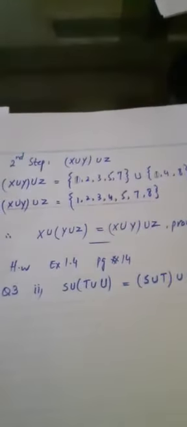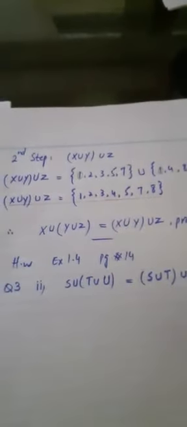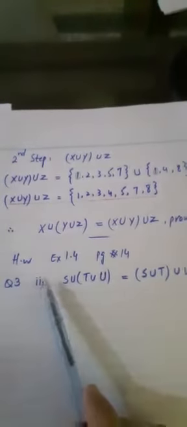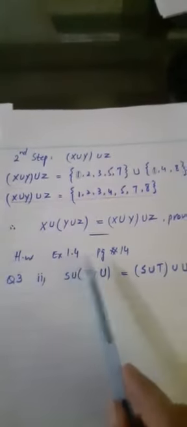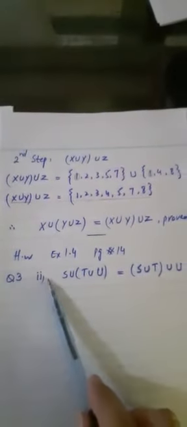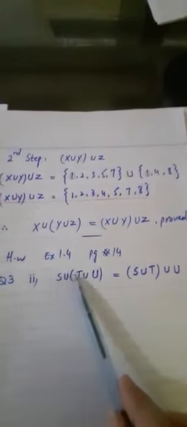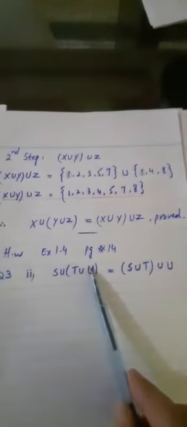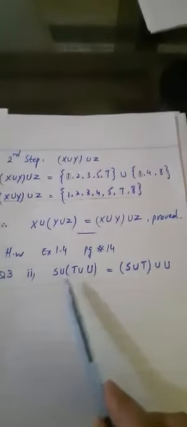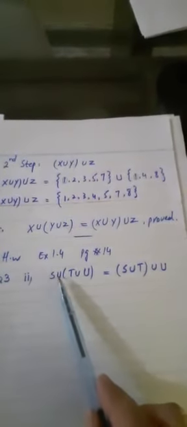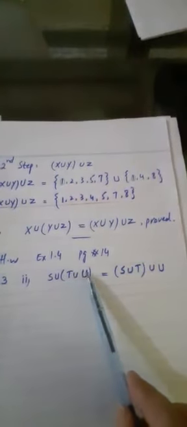And now for homework, students, you have to do exercise 1.4, question number 3, part number 2. It has three sets, S, T and U. U is here the name of a set, and you have to verify the associative property of union of these three sets. Thank you, students.